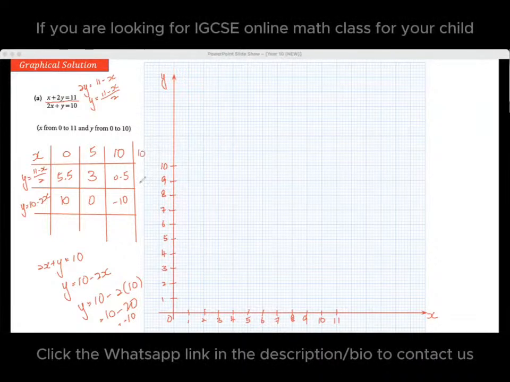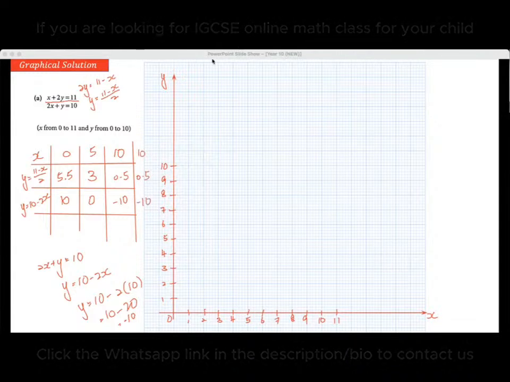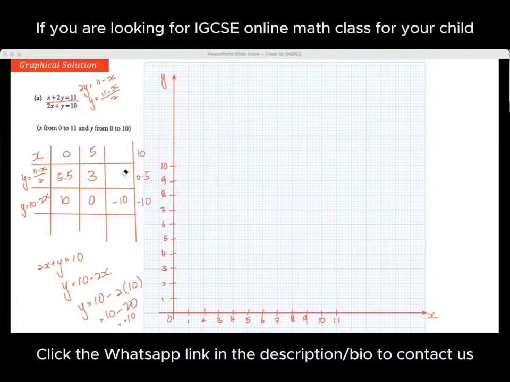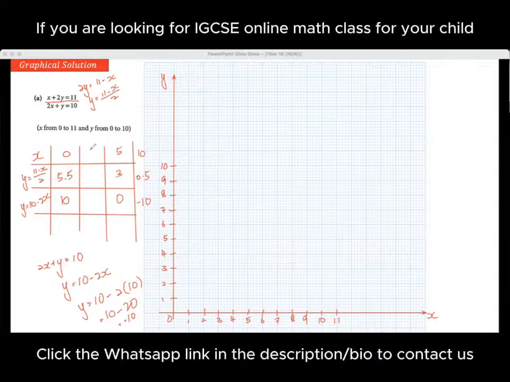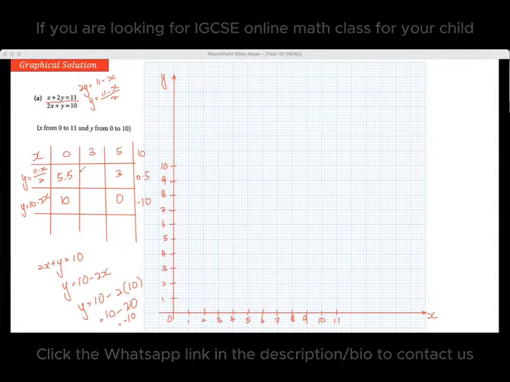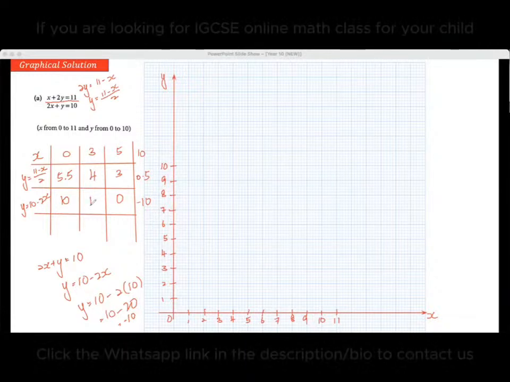This will be 10, this will be 0.5, it will be negative 10. So this will be 5, 3, 0. Then this will be 3, 3. When x equals 3, y equals 10, 11 minus 3 is 8. 8 divided by 2, 4. Then 10 minus 6 is 4.